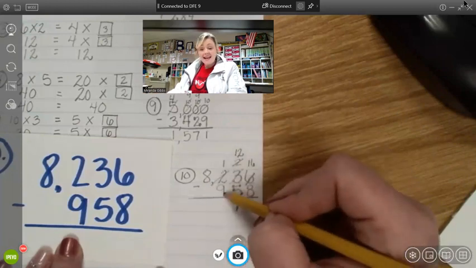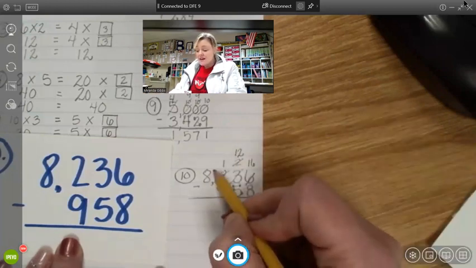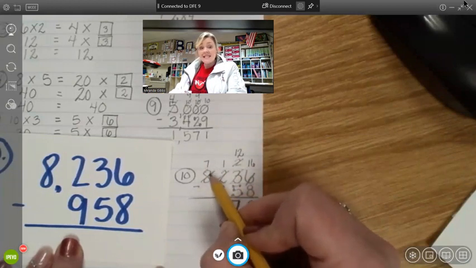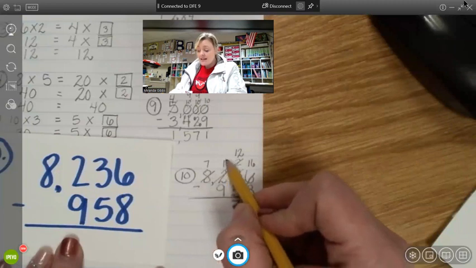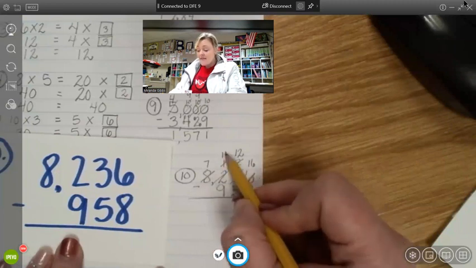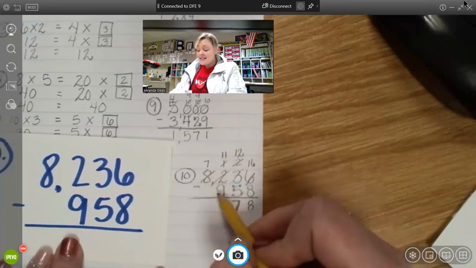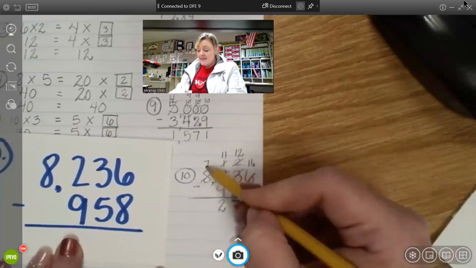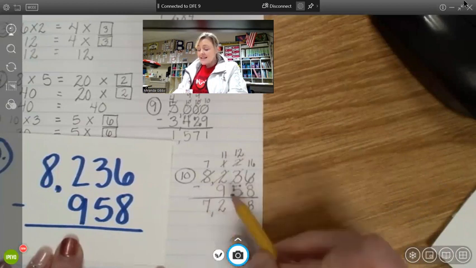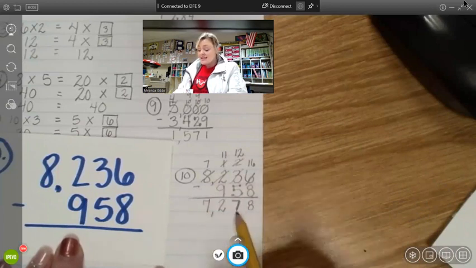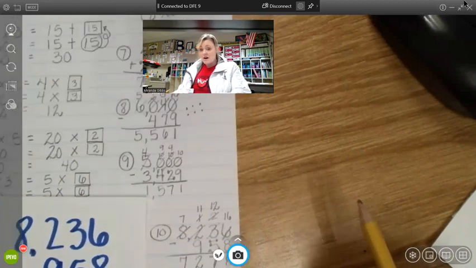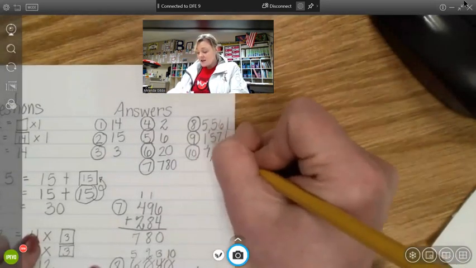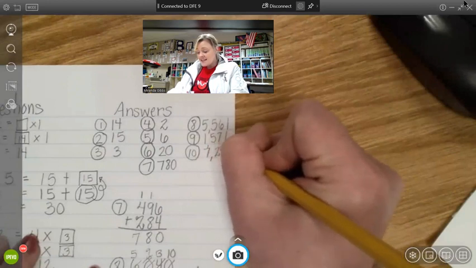1 minus 9, again, we need to regroup. Go to the thousands, change it to a 7. Add 1,000, which is the same as 10 hundreds. So 10 plus 1 is an 11. 11 minus 9. 11, 10, 9. Just 2. And then 7 minus nothing is 7. 7,278. So I'm going to go all the way back up to my answers, and I'm going to write 7,278.